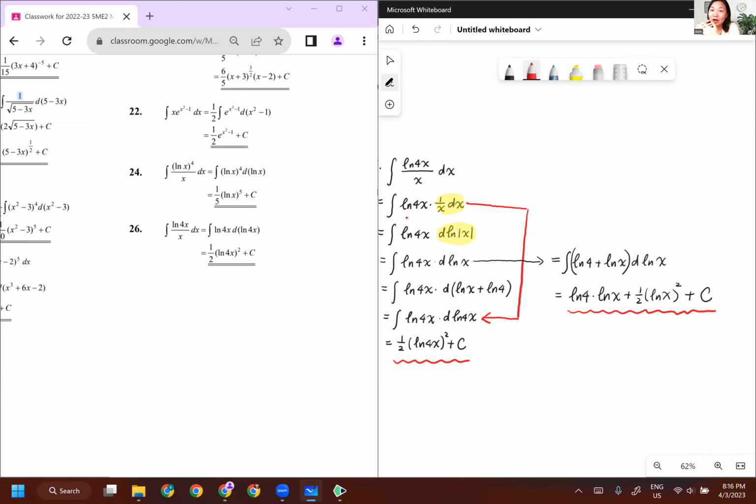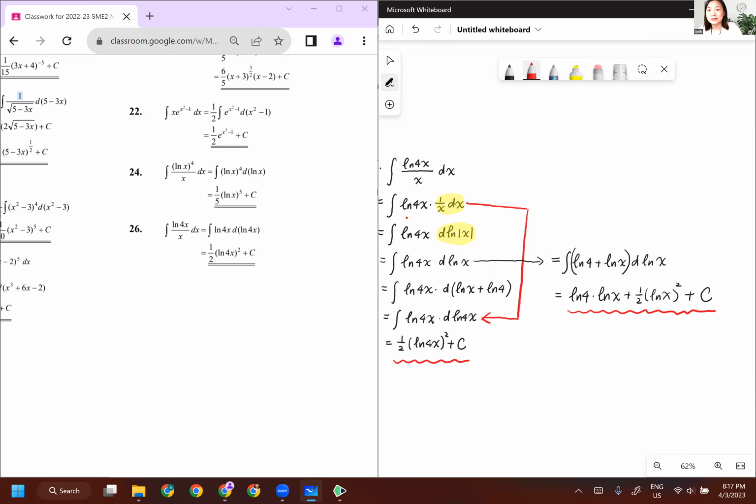But what I do not want to see is that some of you are using this method but get this answer. I don't know how that's possible. Some students are using one method and get the other answer. I don't know how, unless there are some messed up things going on.